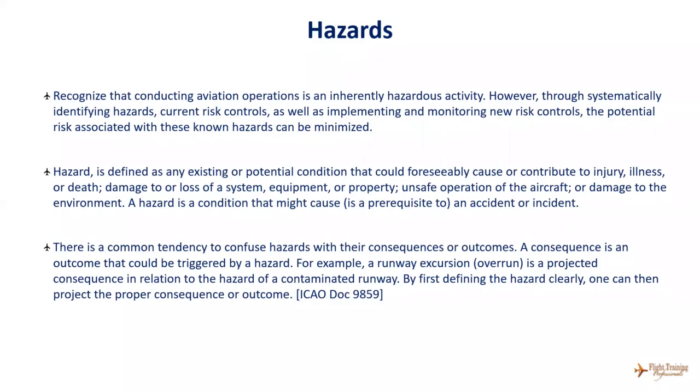So the hazard is the contaminated runway. Doesn't mean anything's happened yet. It's just a contaminated runway. Happens every winter, right? We don't always have a runway overrun. So that is the consequence. That's a negative consequence. The hazard is the contaminated runway. The consequence is the runway excursion.